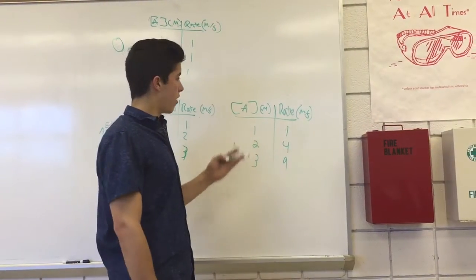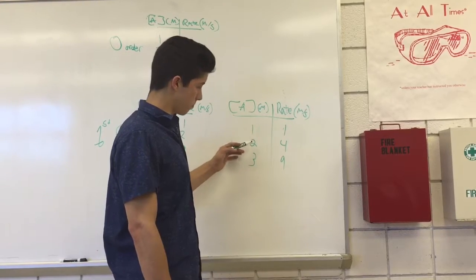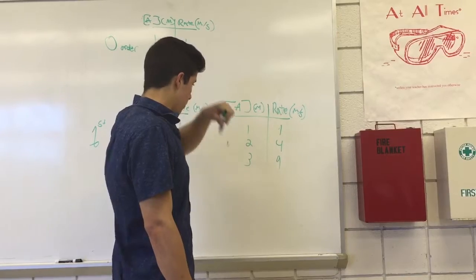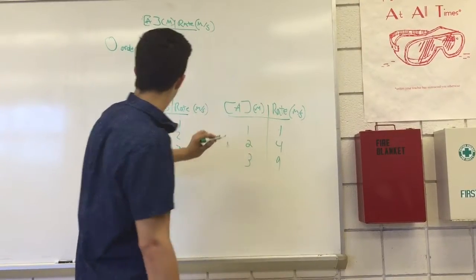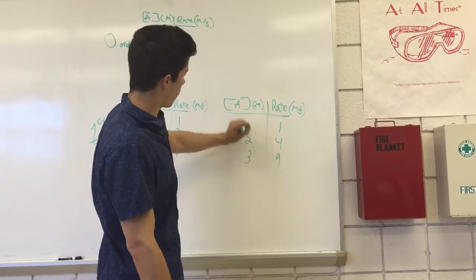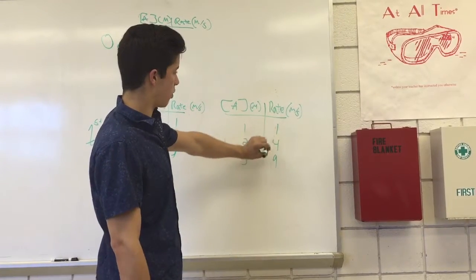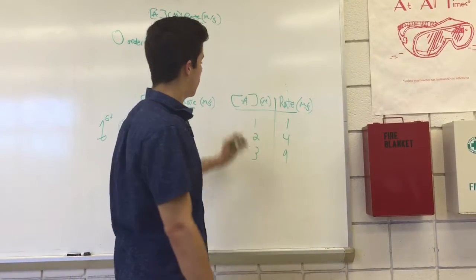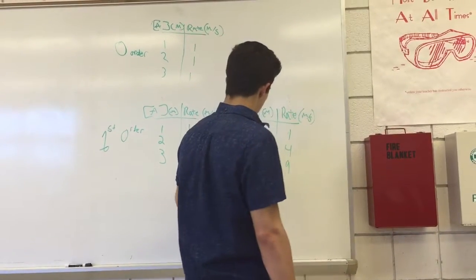Now if you look at this graph, as you increase the concentration, the rate increases more than just a 1-to-1 ratio. As you can see, it's almost as if you square the concentration, that's what you get as your rate. So if you see that in the data, this is second order.